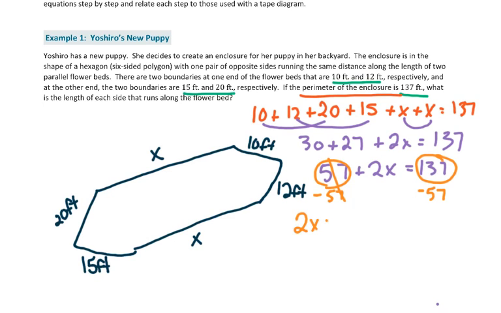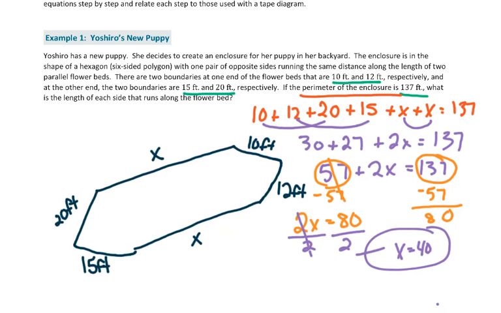So 2x is equal to 80. And then 2 times something is equal to 80. To solve that, I would need to divide by 2. Divide by 2, x is equal to 40. So the length of each side going along this enclosure, along the flower bed, would be 40 feet.